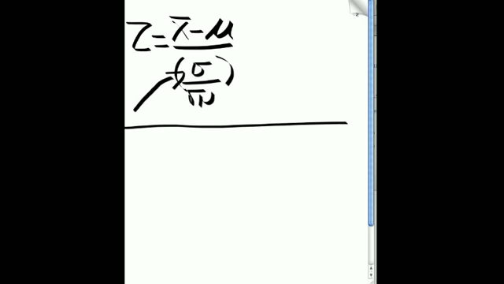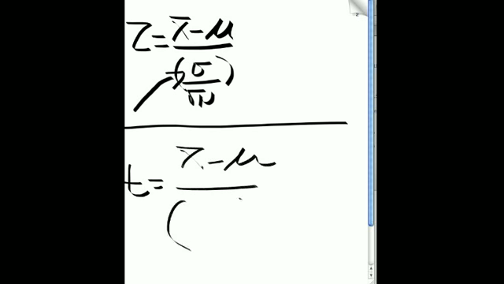So for the t, we have to calculate t. So t is very similar: x bar minus mu over s over the square root of n. All three of these are very similar, except instead of the population standard deviation, we use the sample standard deviation. So let's do an example.